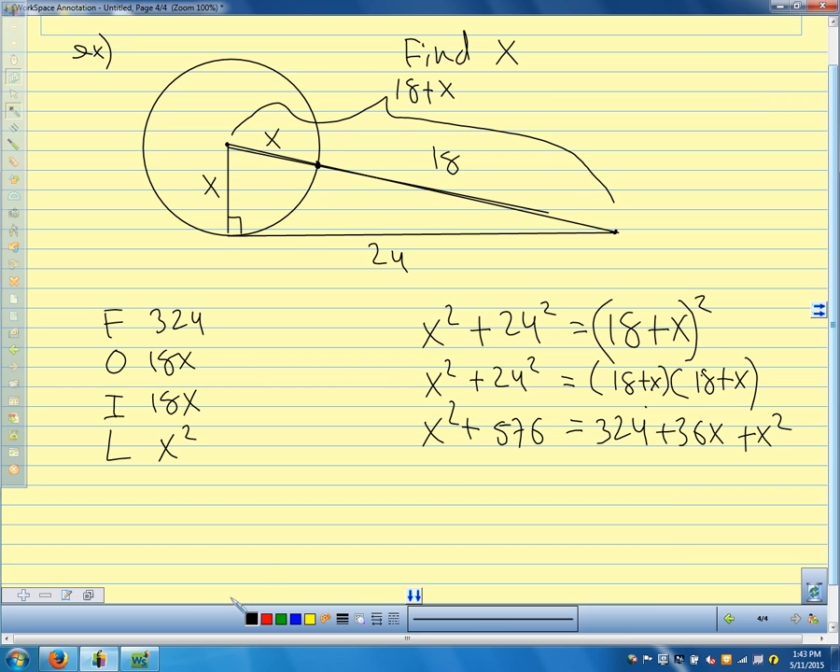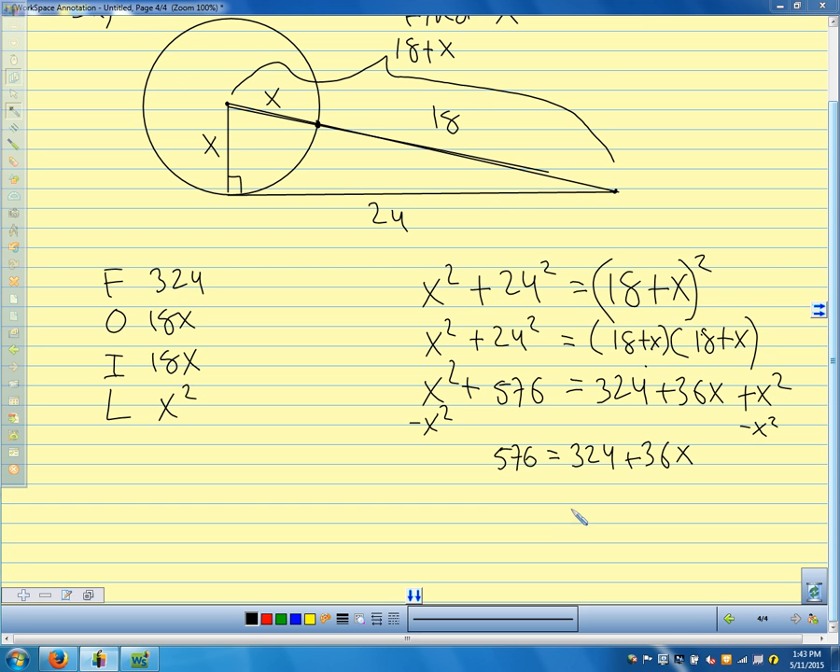It looks kind of intimidating, but it's not too bad because I have an x squared on both sides. So what happens when I subtract that x squared? They cancel, they go away. So I get 576 equals 324 plus 36x. Now we're home free, this is easy. Subtract 324. I get 252 equals 36x. Divide by 36, and x equals 7.